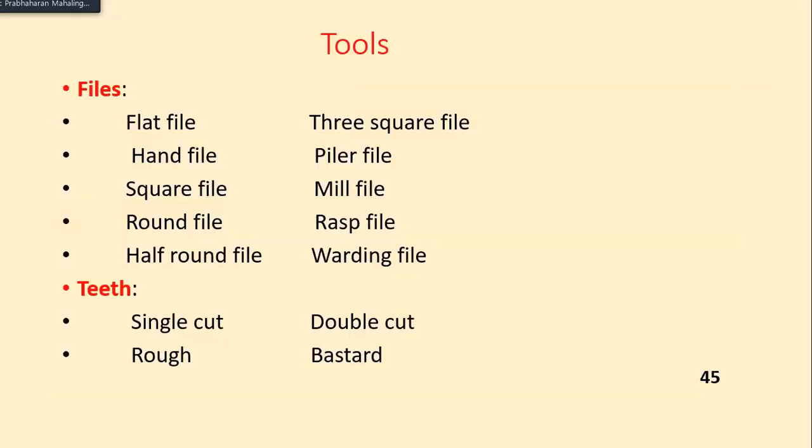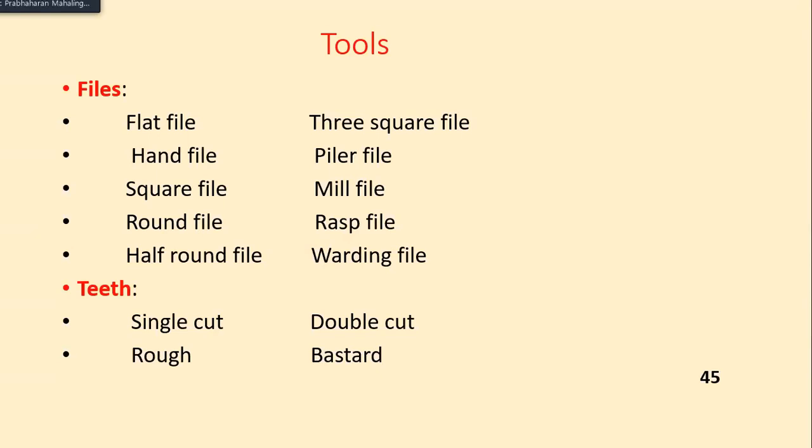Files, teeth and tools. Files: flat file, hand file, square file, round file, half round file, three square file, pillar file, mill file, rasp bar file, body file. Then this is the file type. Then teeth. Teeth is different.